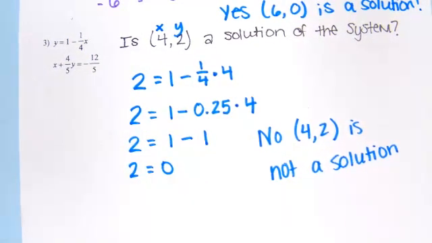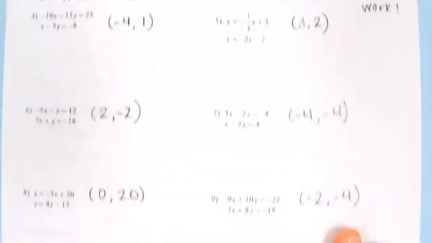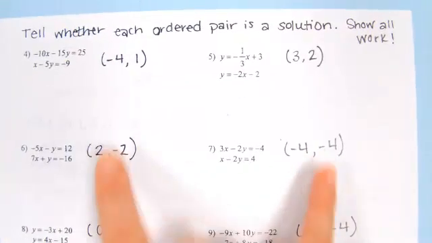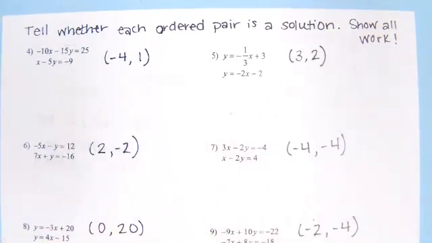Okay, the assignment today is on the back of these notes, and it is the same exact thing every single time. We're just telling whether or not each ordered pair is a solution to the system.